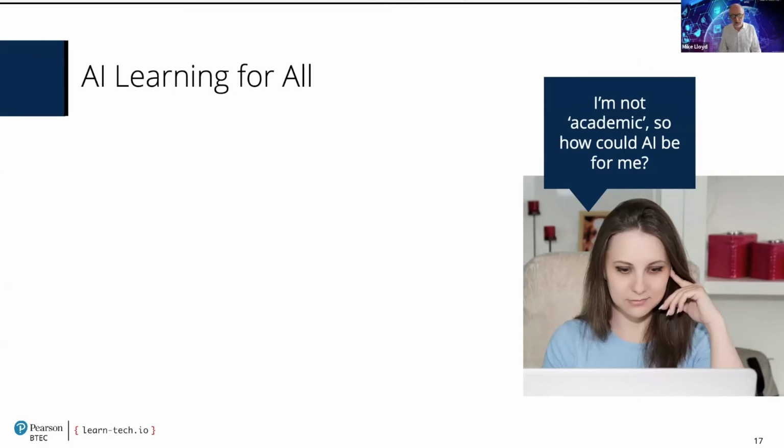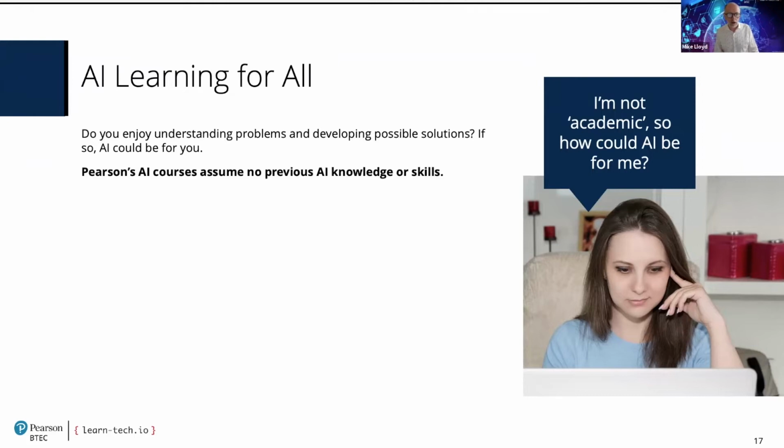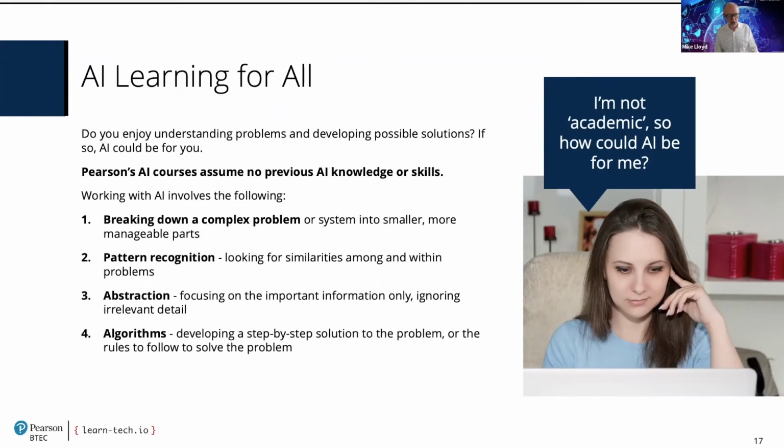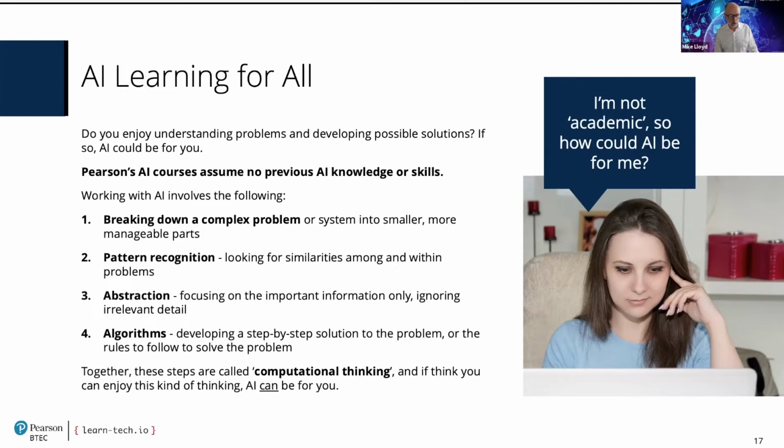So, let's think about students and what objections they might have. They might turn around and say, look, I'm not an academic, so how could AI be for me? But I would argue that if students enjoy problem solving, it could be for them. And the courses that we're going to talk about today assume no previous knowledge or skills in AI at all. So the work that they would do if they were involved in AI is breaking down complex problems, pattern recognition, abstraction, and developing algorithms. So these basically form computational thinking.